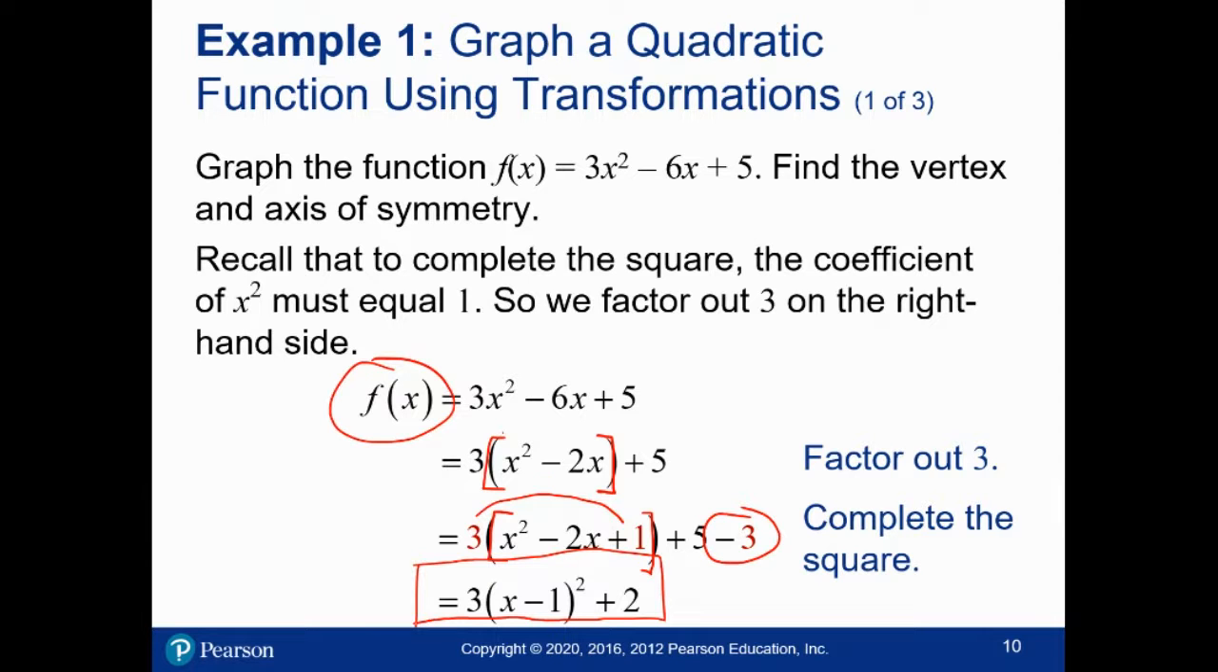A lot of students really hate completing the square. They find it tedious and they make a lot of mistakes, and they ask, well, why on earth would I possibly want to do that? Because now we can start with our generic graphing library function x squared and apply a horizontal shift, a vertical stretch, and a vertical shift, and just graph this by hand.